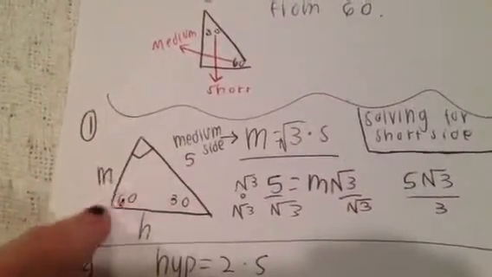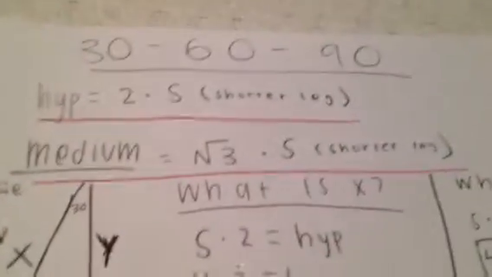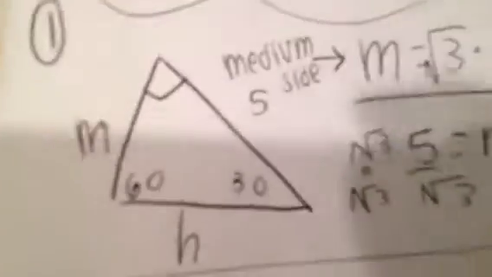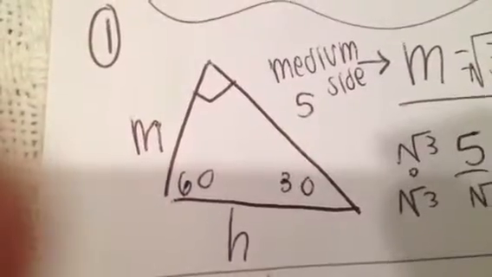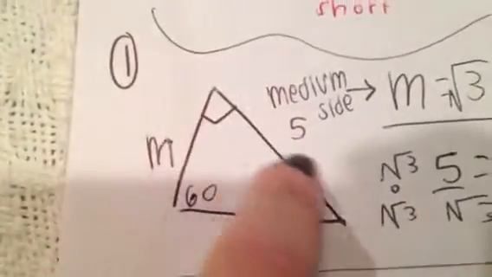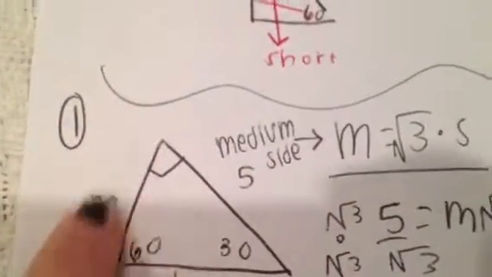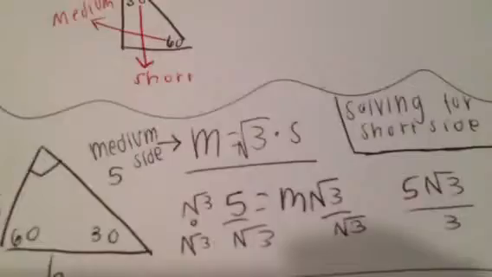So I'm going to call this side M and this side H. Now remember your formula. Medium side equals square root of 3 times the shorter side. Okay? So sometimes they're not going to give you the shorter side. They're actually going to give us the medium side right here because it's across from 60. So this is actually the shorter side. This is the hypotenuse and this is the medium side. So when they do that, it's going to be a little trickier.